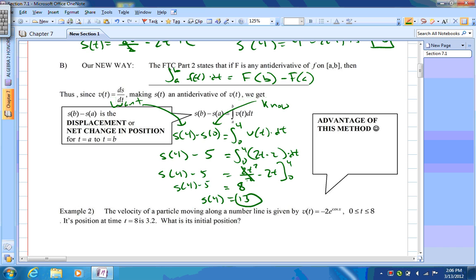So the advantage of this method is the following. When the antiderivative is difficult or impossible to find analytically, just use numerical integration with the fundamental theorem of calculus part 2. So let's look at example 2.